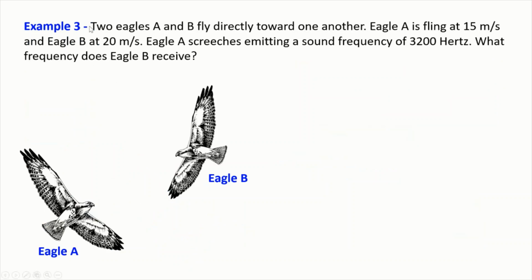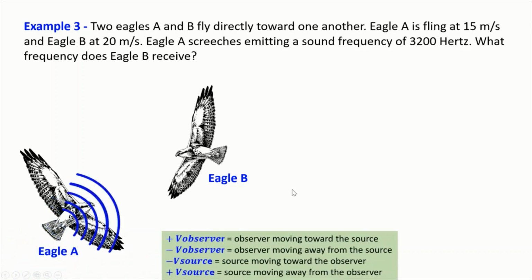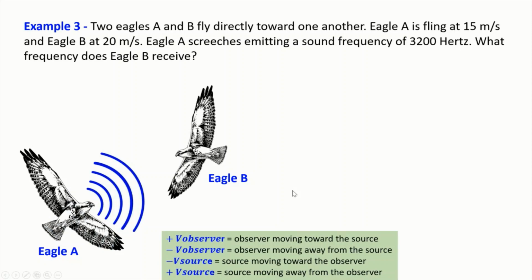Example 2. Two eagles, A and B, fly directly toward one another. Eagle A is flying at 15 meters per second, and Eagle B is flying at 20 meters per second. Eagle A screeches, emitting a sound frequency of 3,200 Hertz. What frequency does Eagle B receive?